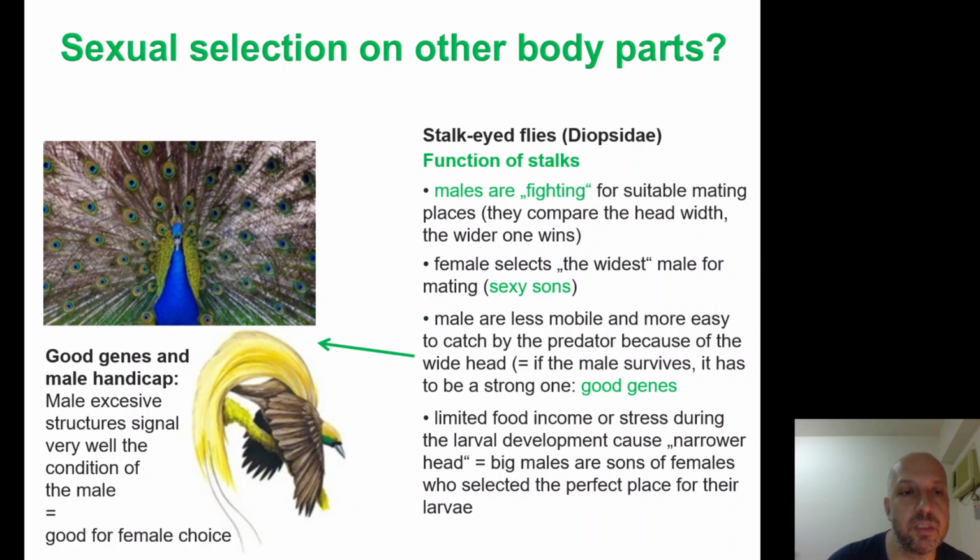The same for the birds of paradise, right? The special, super decorative birds which are in New Guinea. The males also have some long, very bright feathers and so on. So this is actually the same logic.